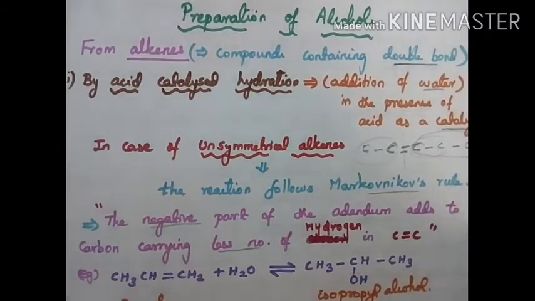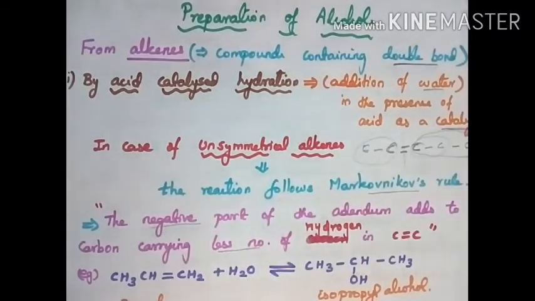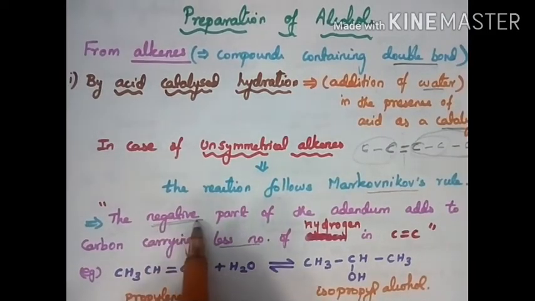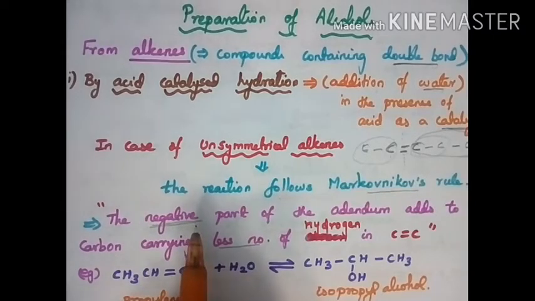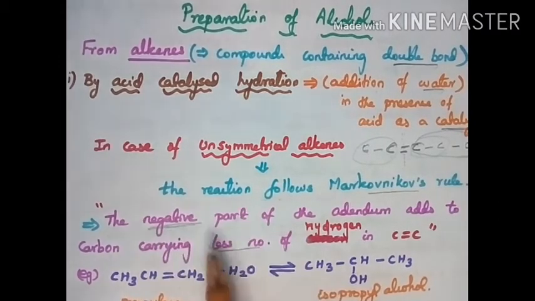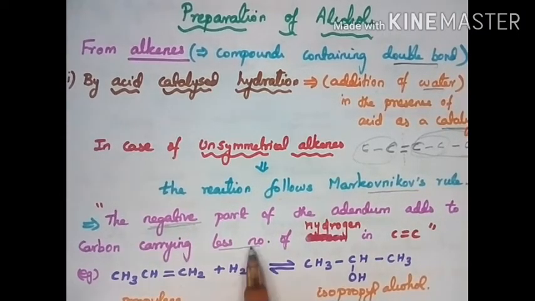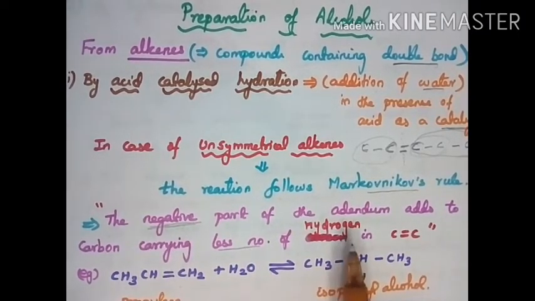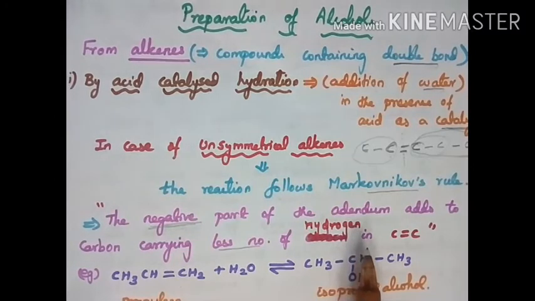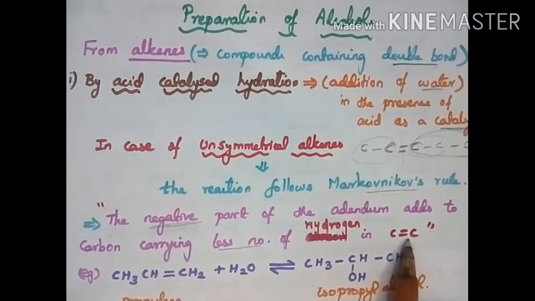What is the Markovnikov rule? The negative part of the addendum: if HCl is there, it is cleaved as H plus and Cl minus, so Cl minus is the negative part. Water is H plus and OH minus; OH minus is the negative part. So the negative part of the addendum goes to the carbon carrying less number of hydrogens in the carbon-carbon double bond.